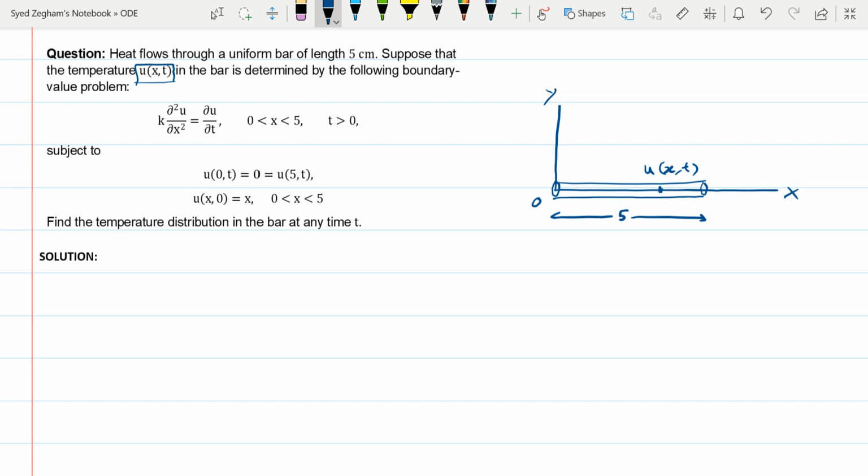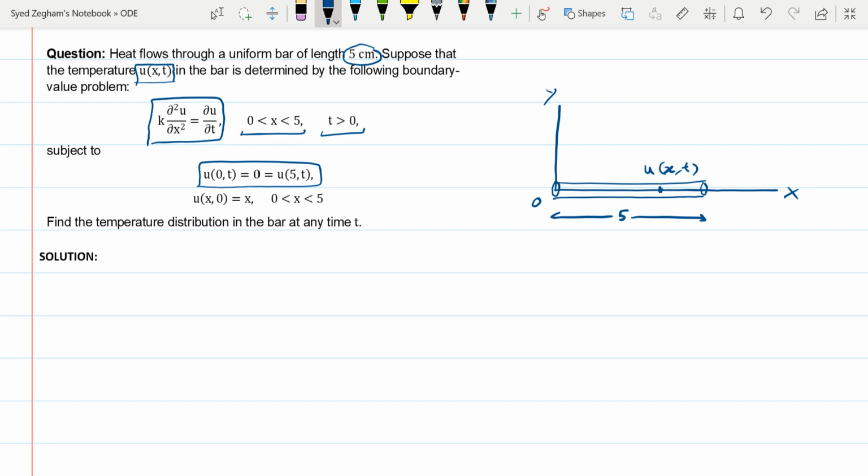So looks good. Suppose that the temperature u(x,t) in the bar is determined by the following boundary value problem. One equation is given to you, and x lies between 0 and 5. Of course, you have taken the length of the bar as 5, and the time is positive, which is always true. Subject to, now these are the boundary conditions. What is the meaning? Just quickly let us have a look at it.